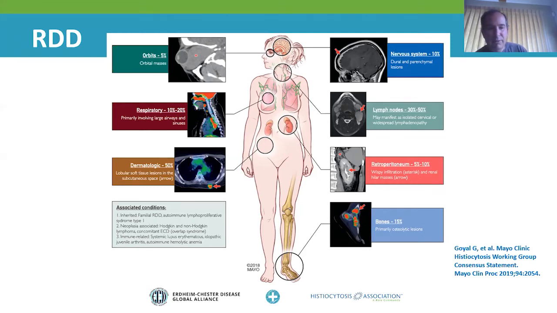And sometimes we do need to perform multiple biopsies to be comfortable saying there's not a concomitant lymphoma, particularly in the setting of lymph node involvement. And then there are some other very rare conditions, including inherited familial RDD and autoimmune lymphoproliferative syndrome, where we do see this condition, but that's a very, very small number of patients.